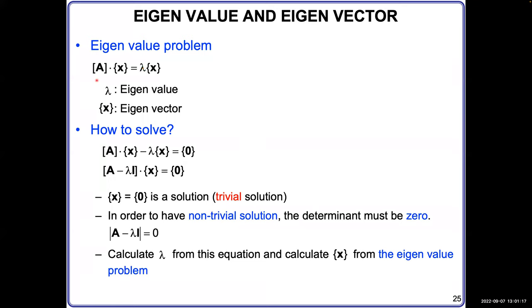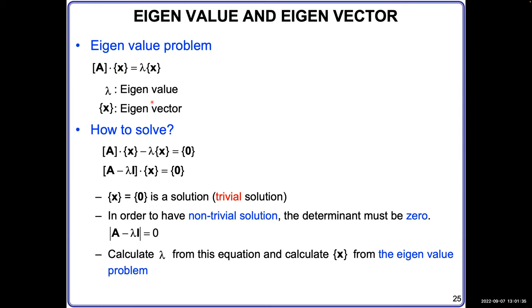And this lambda, this number, is called an eigenvalue. So for every matrix, if it's 2x2, it will have two eigenvectors and two corresponding eigenvalues. If it's 3x3, then it has three pairs of eigenvectors and eigenvalues. Eigenvector and eigenvalue are paired with each other, okay?